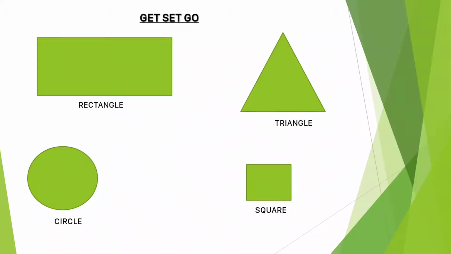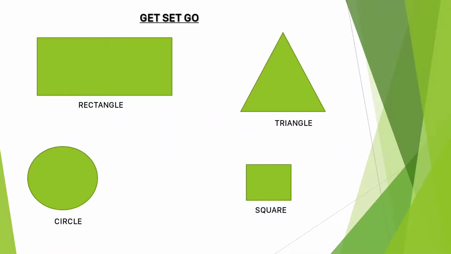So we know the rectangle has 4 sides and 4 corners. Okay, and its two opposite sides are equal. Okay, and next is the triangle. Triangle has how many sides are there? 1, 2, 3. 3 sides and 3 corners are present in triangle. And the next one is circle. We know circle has no sides and no vertex. Then next one is the square. Square also has 4 sides and 4 corners.